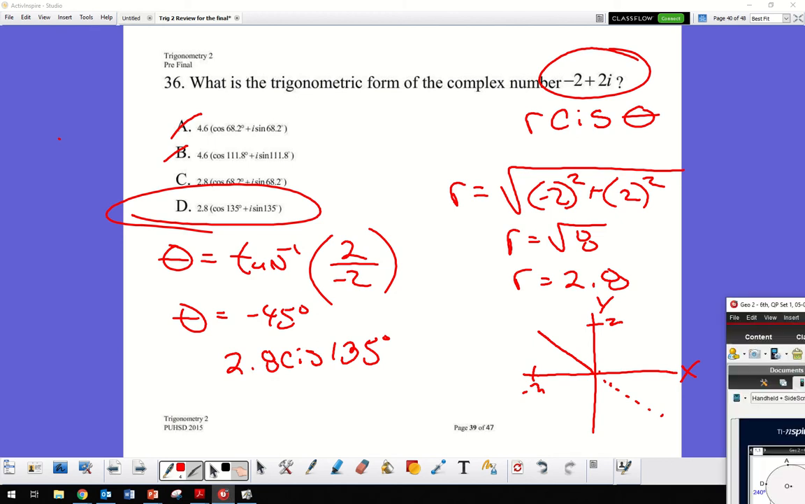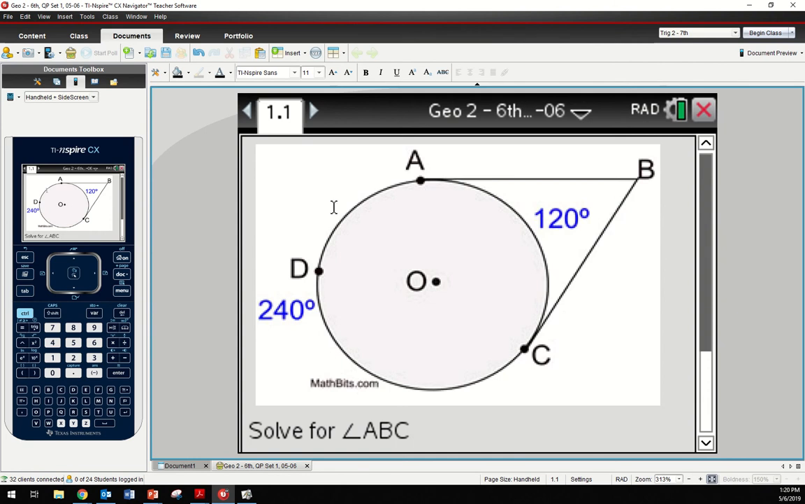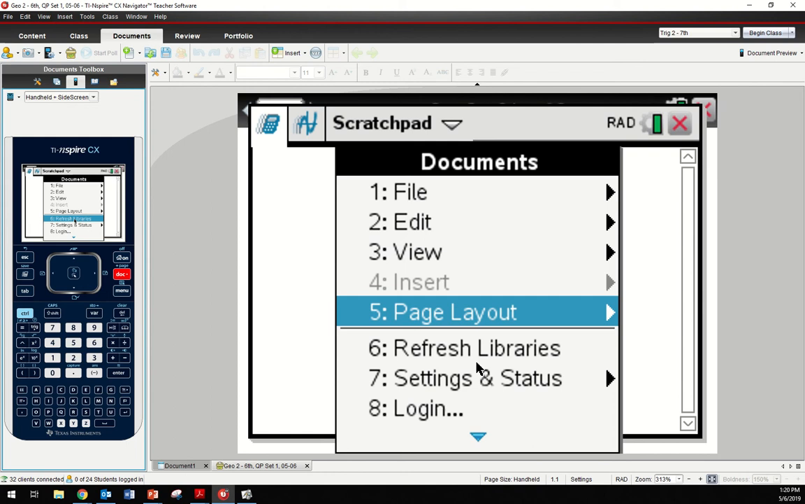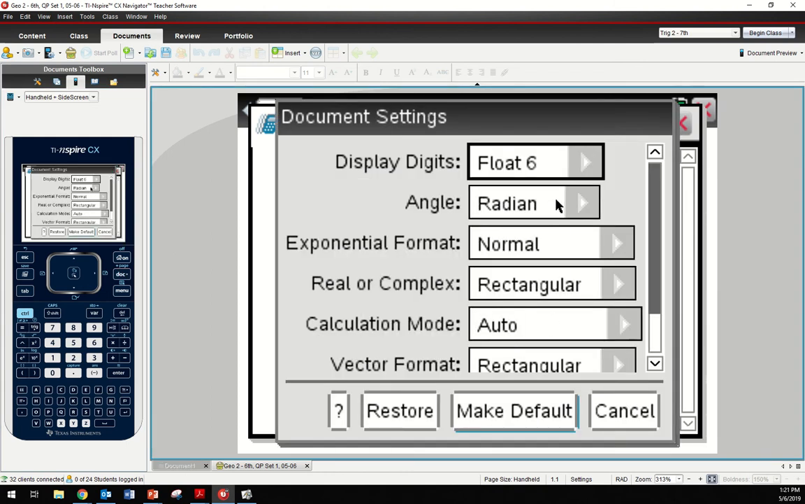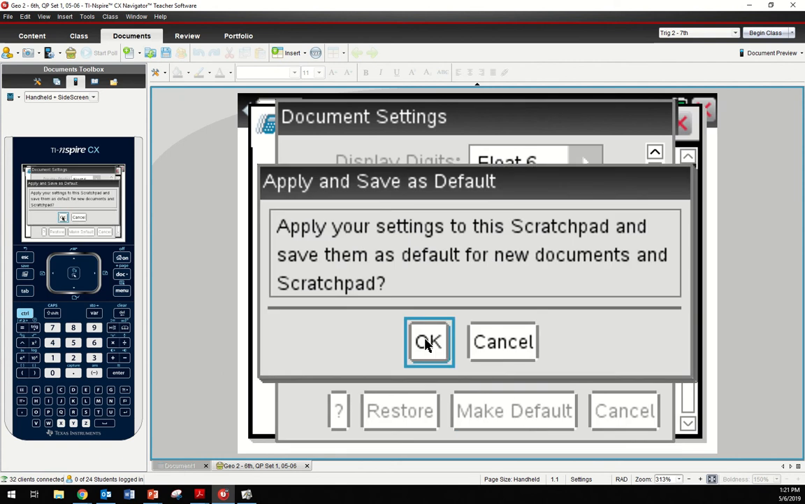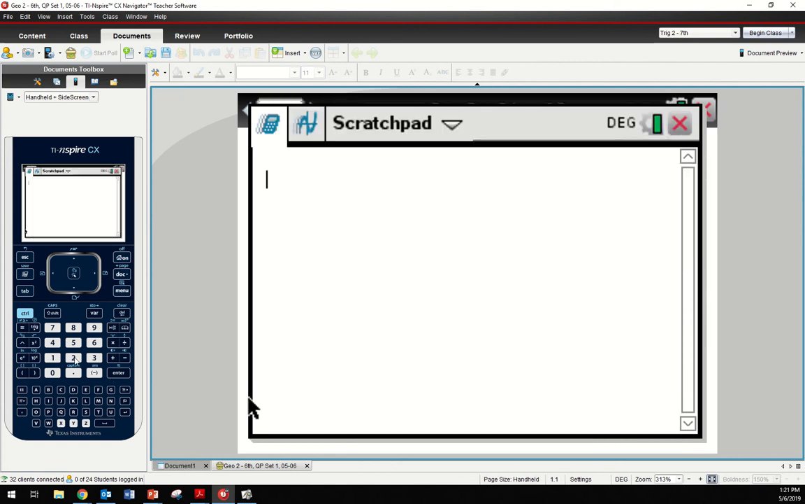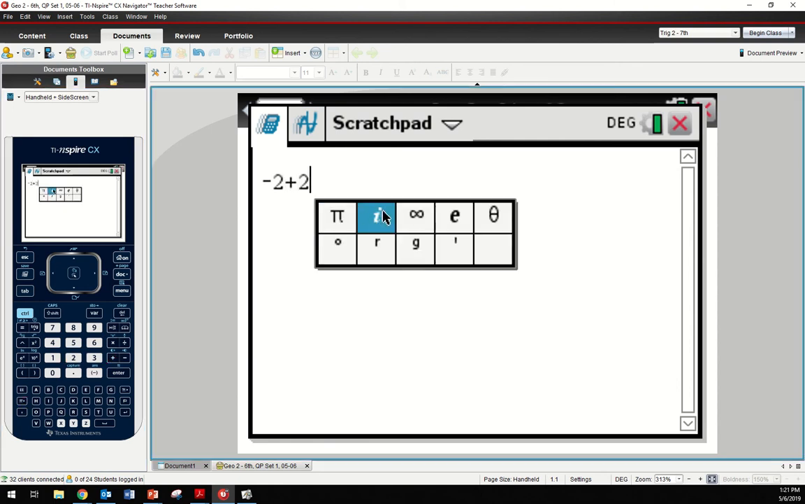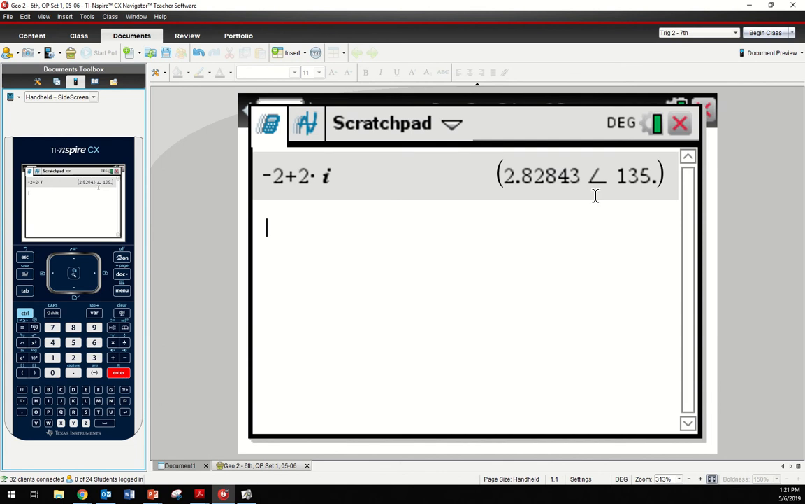All right, let's see what the calculator says. I'm going to go to scratch pad. Check our modes. I want degree. What else do I want? Polar. Make default. And so my numbers are going to be what? Negative 2 plus 2i. Hit enter. And so my r is 2.8, and my angle is 135.